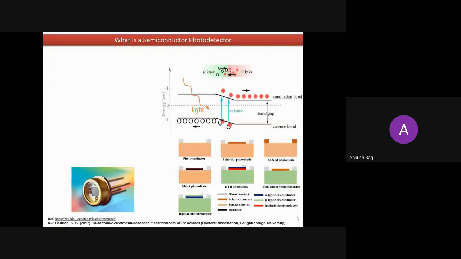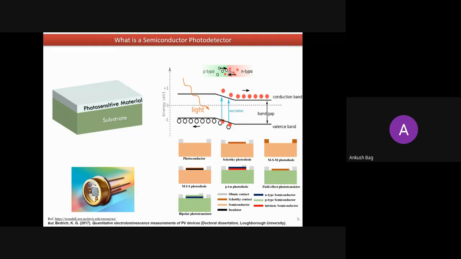Now, coming back to today's talk. First, let me define what a photodetector is. The photodetector I'll focus on today is made of a solid state device. Photodetectors can be of different forms, and you can sense light using different equipment.